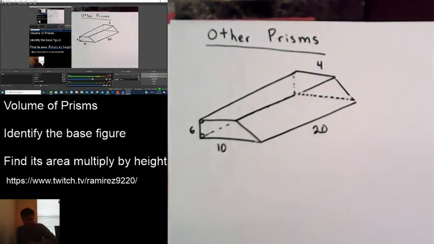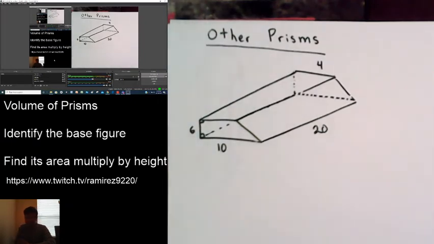All right, so volume of prisms. Again, I've already posted a few other videos on how to find the volume of rectangular prisms and triangular prisms, and this just talks about all the other prisms there are. I'm not going to give you an example for each and every one of them, but I just want to touch base.